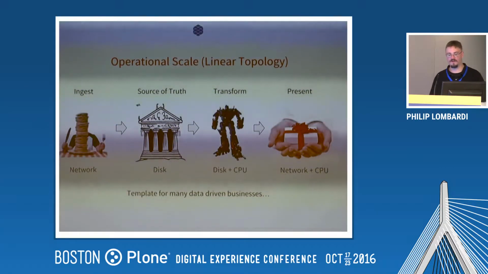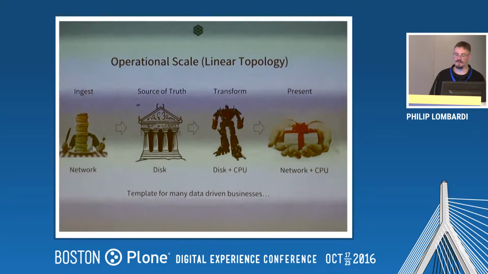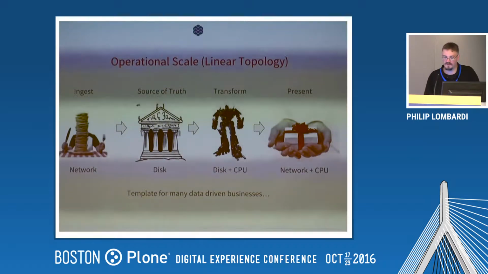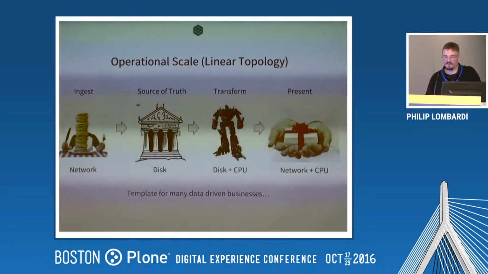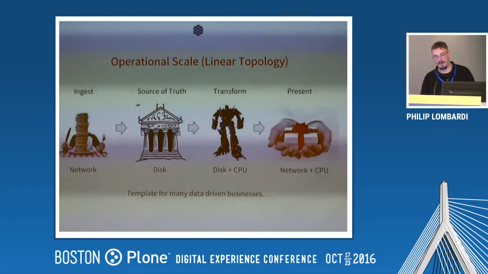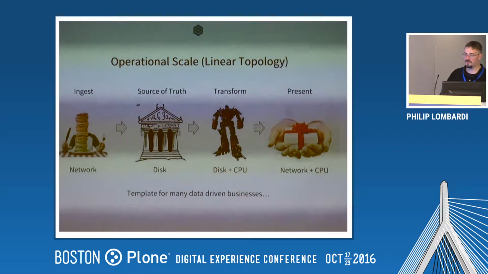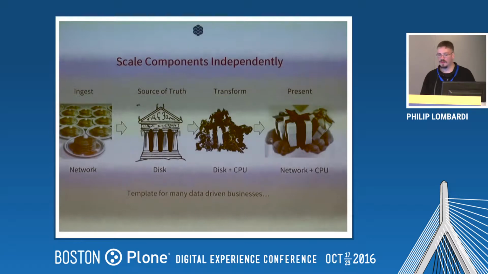Same thing for disk systems. Maybe they don't care about the network, and they only care about being able to write really fast. Or you need really powerful CPUs, but you don't care about network performance or disk. So you can scale operationally on hardware, but you can also scale in terms of people.